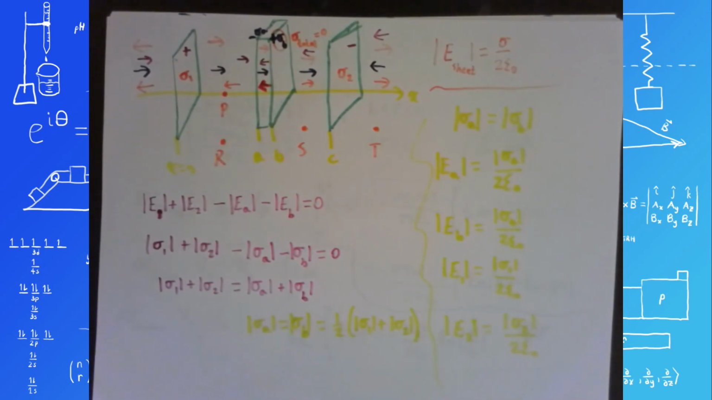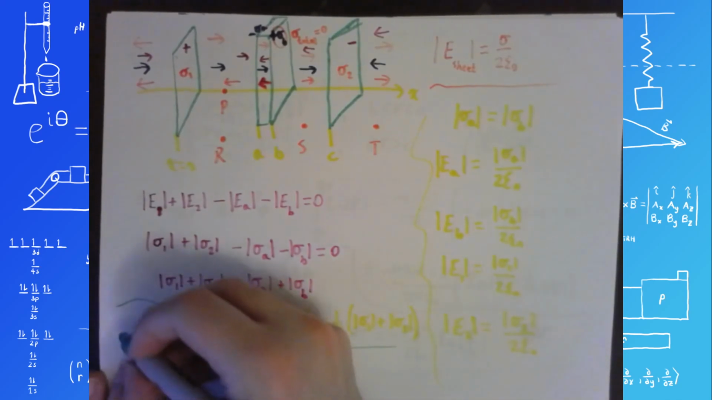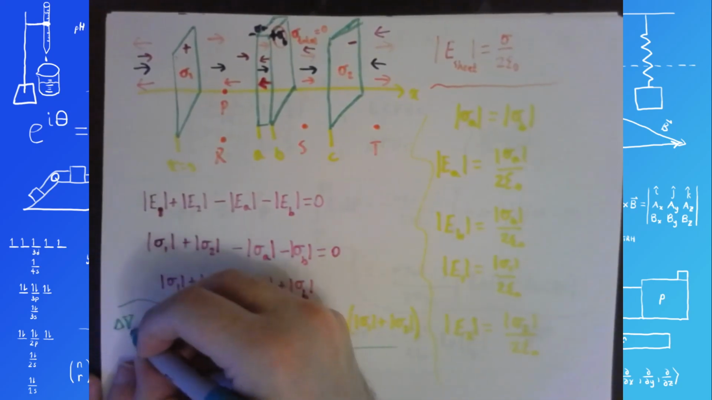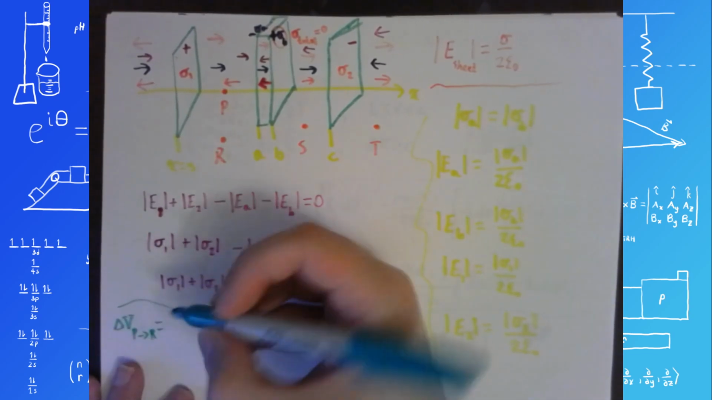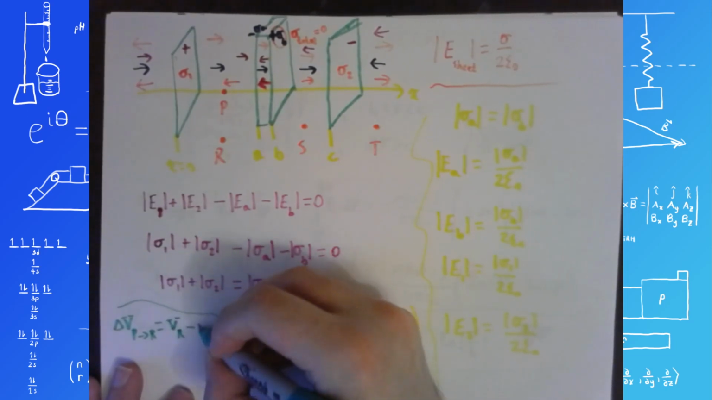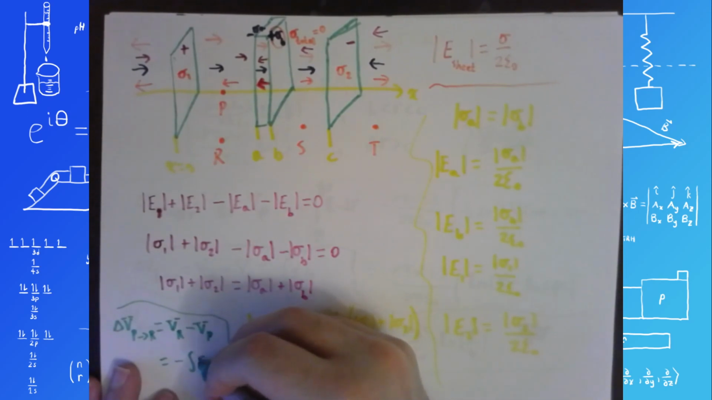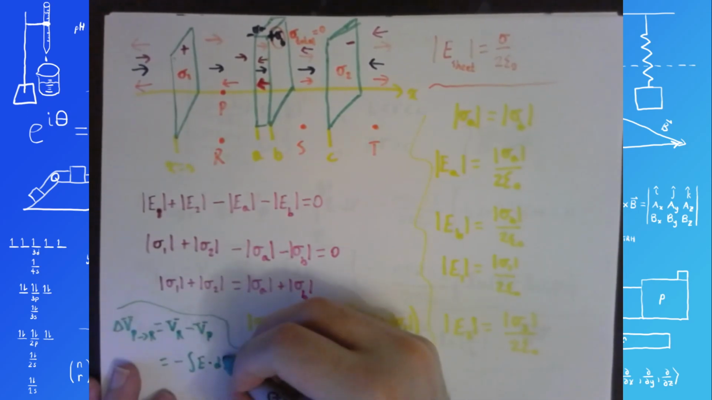Now then, for voltage. They gave us the point P as our starting point, and they want us to calculate the change in potential from P to R. So delta V from P to R is equal to V of R minus V of P, which equals negative integral of E dot dl.